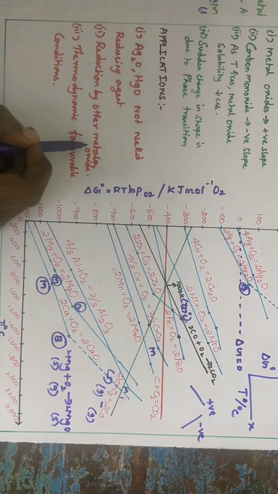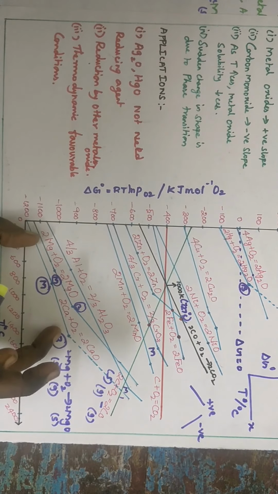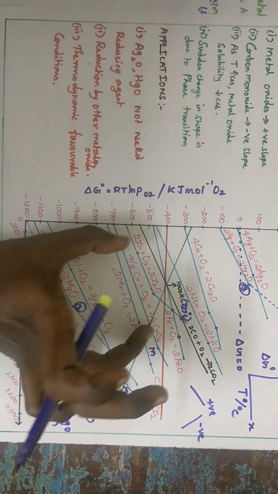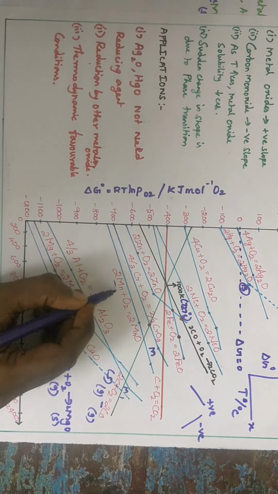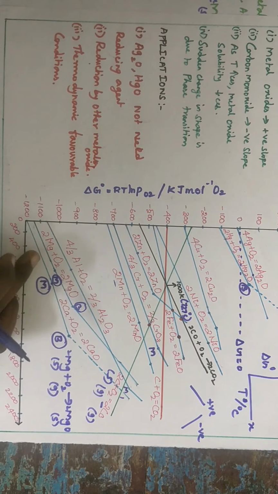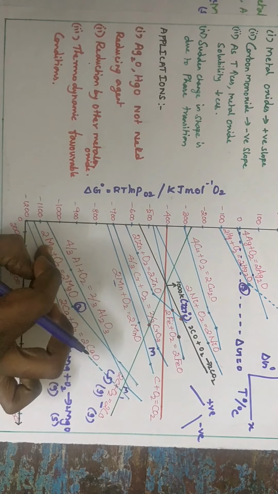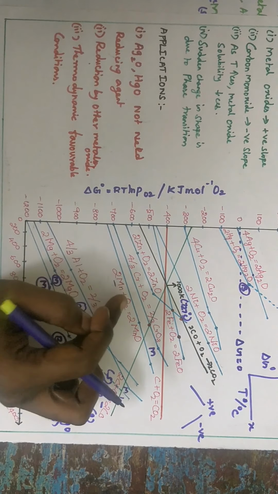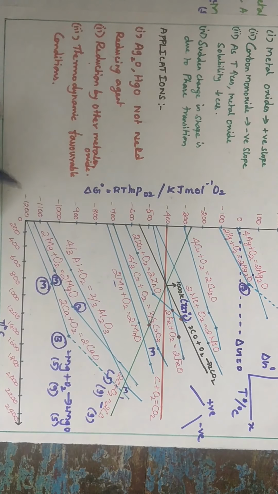Second, he mentioned reduction of metal oxides. In the graph, the line lying below will always be more stable compared to the one above. Take any two examples, suppose you compare manganese and magnesium. Obviously magnesium has a more negative delta G value, hence it is more stable compared to manganese. Hence magnesium reduces manganese, but manganese does not reduce magnesium. So that is the second application.